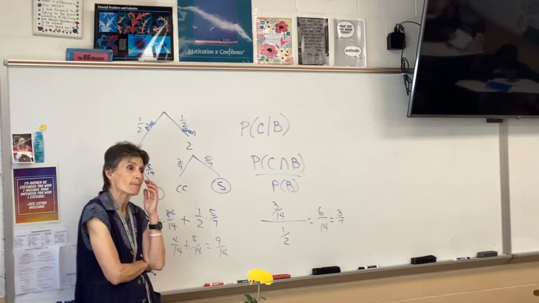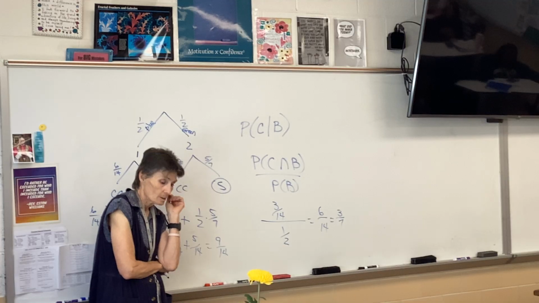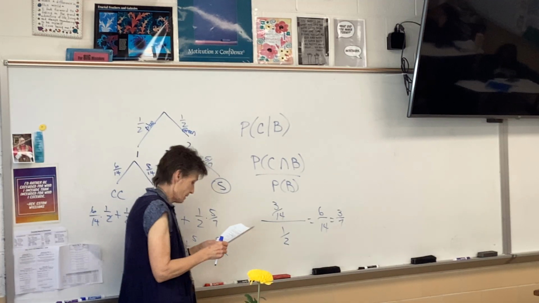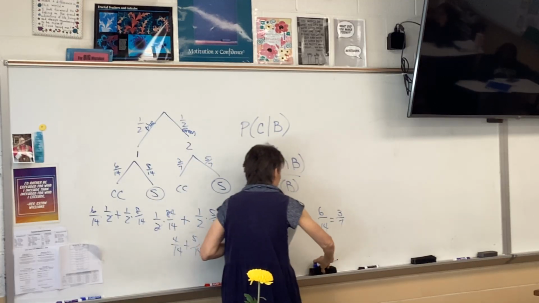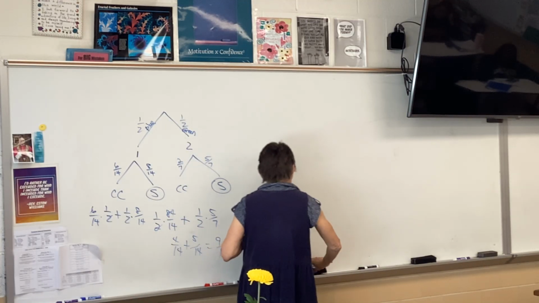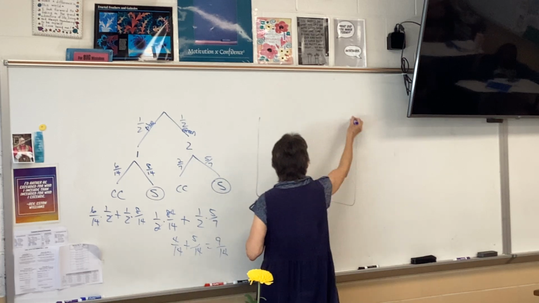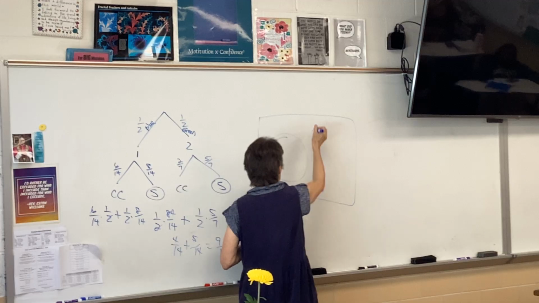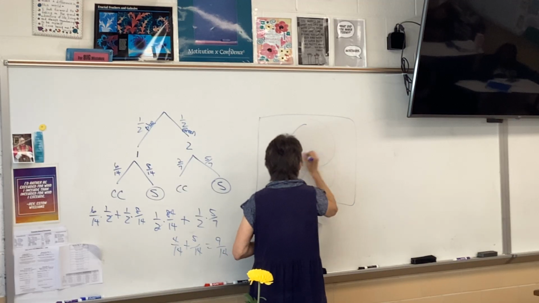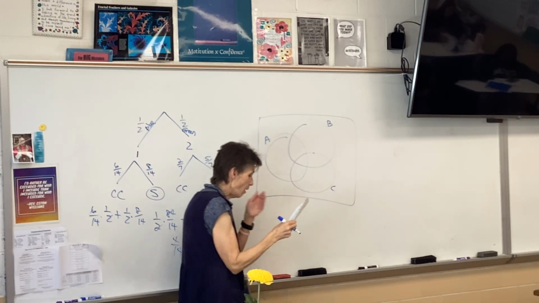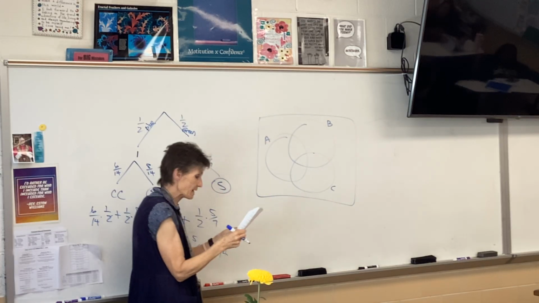Can we do number 2 on that homework? Number 2: in a class of 34, 7... okay. This sounds like a Venn diagram, doesn't it? All right, so I have A's, B's, and C's. 7 get all 3.